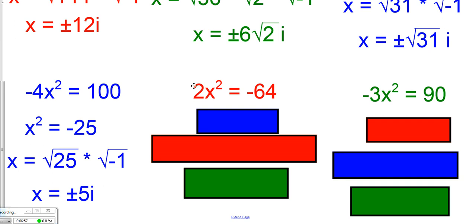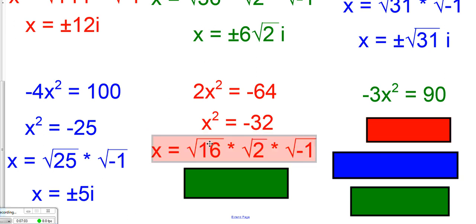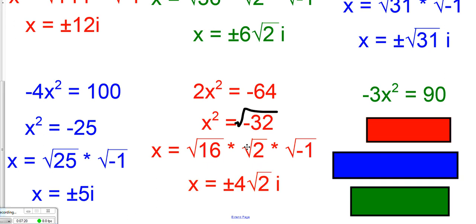Moving on to this one, divide both sides by that 2. x squared equals negative 32. Square root both sides. Now again, the square root of negative 32 breaks into three separate pieces: negative 1, 2, and 16. Square root of 16 is 4. Square root of 2 we don't know, and square root of negative 1 is i. So positive or negative 4 square roots of 2, times i.